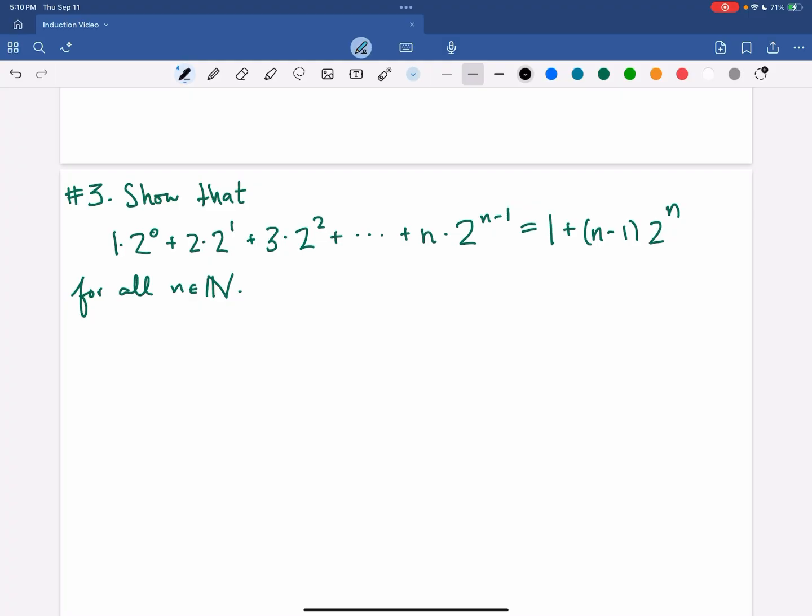All right, so here, base case. If n is equal to just 1, we only have one term here, because if we looked at the last term, that would be 1 times 2 to the 1 minus 1, so 1 times 2 to the 0. So we just have 1 times 2 to the 0. So that's just 1. And then on the other side, we have 1 plus (1 minus 1) times 2 to the 1. So that's 0, so we get 1. Okay, we're good.